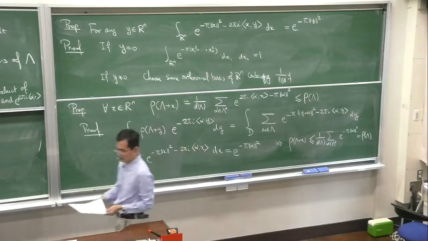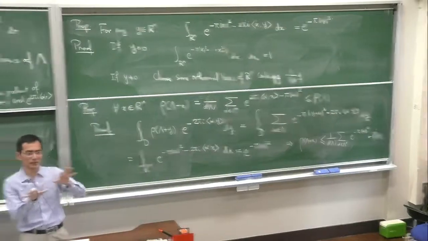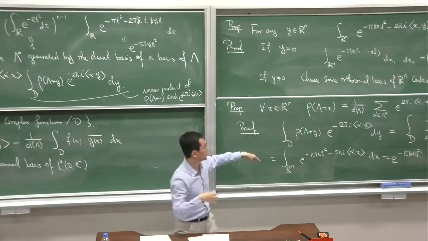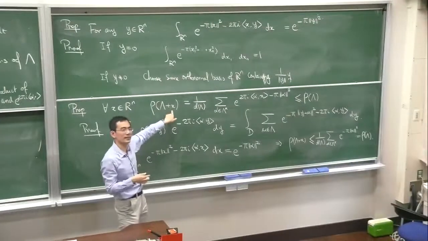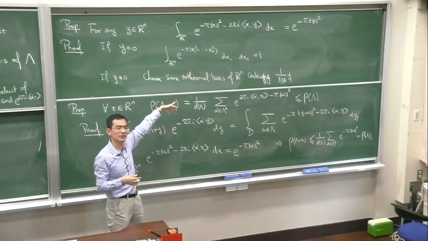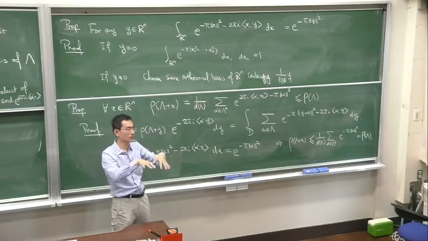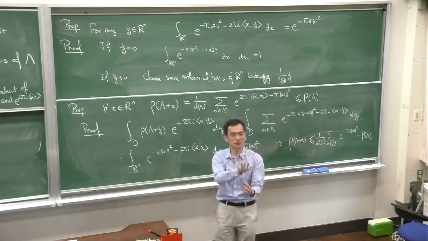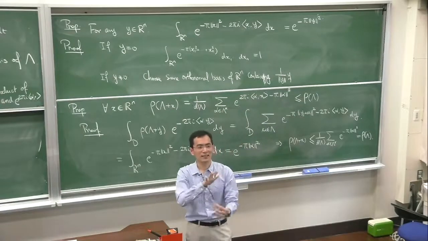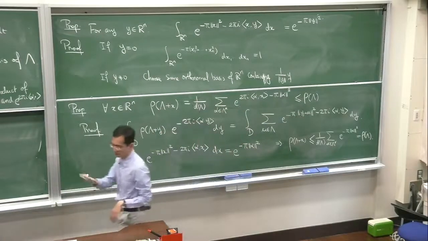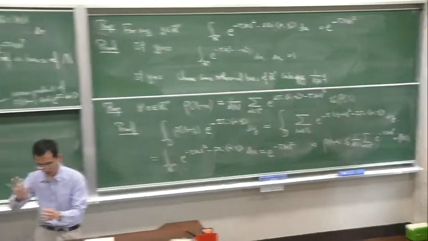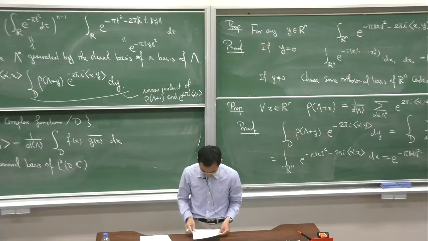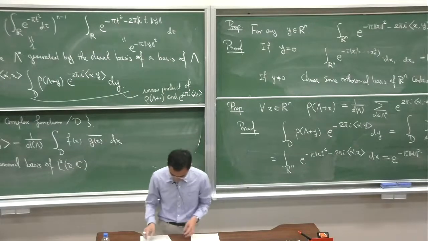So this is very interesting, because if you translate lambda a little bit by x and you compute this invariant, you always obtain something which is smaller than rho of lambda. So the optimal situation is just to stay at the lattice points. You should not move. If you move a little bit, you will decrease the sum.